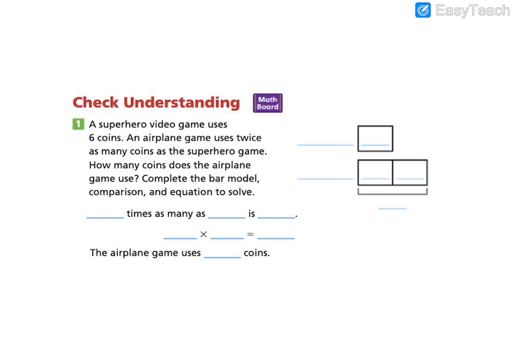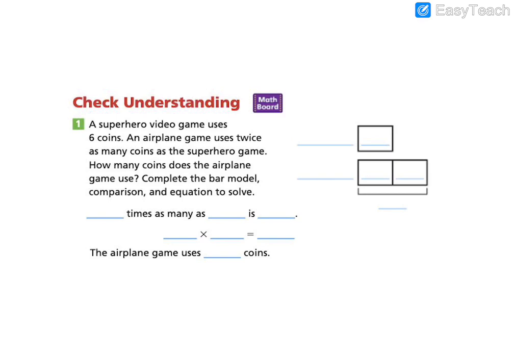Alright, so let's go ahead and complete this check understanding. A superhero video game uses 6 coins. An airplane game uses twice as many coins as the superhero game. How many coins does the airplane game use? Complete the bar model comparison and the equation to solve.